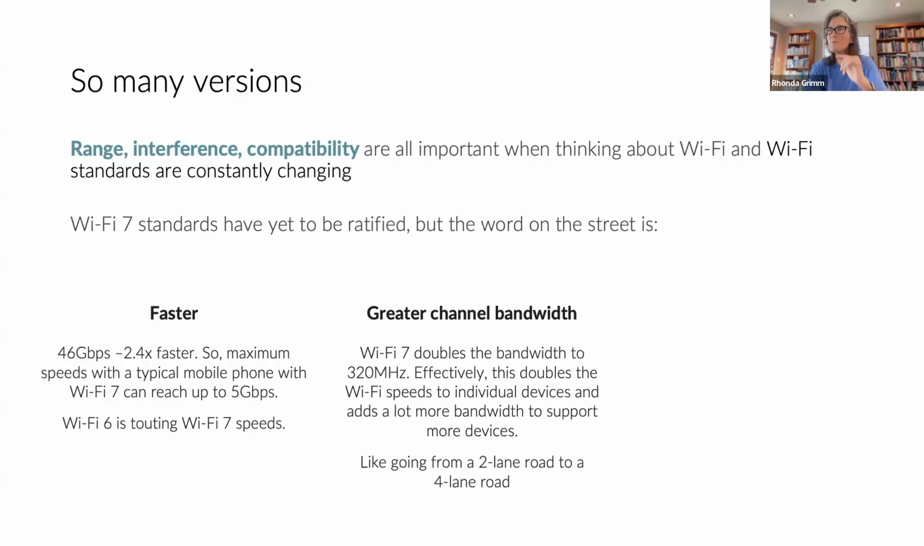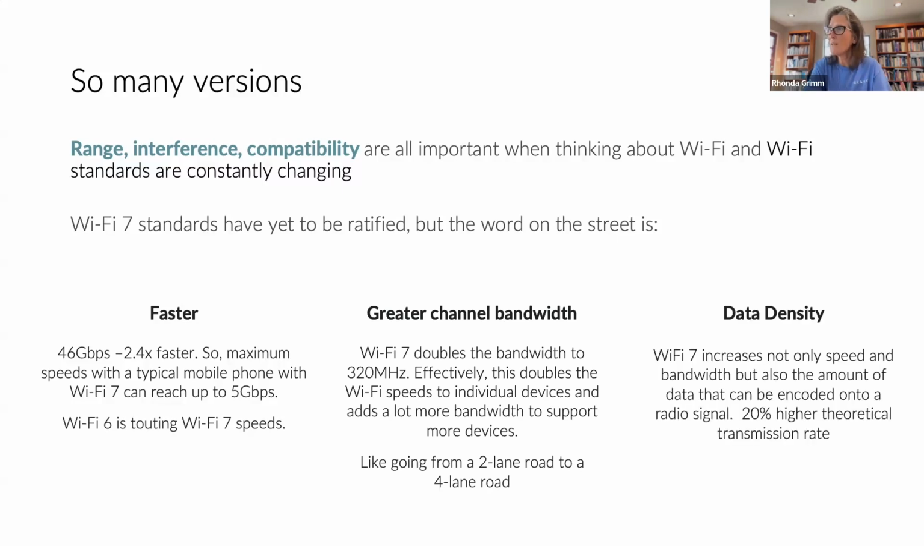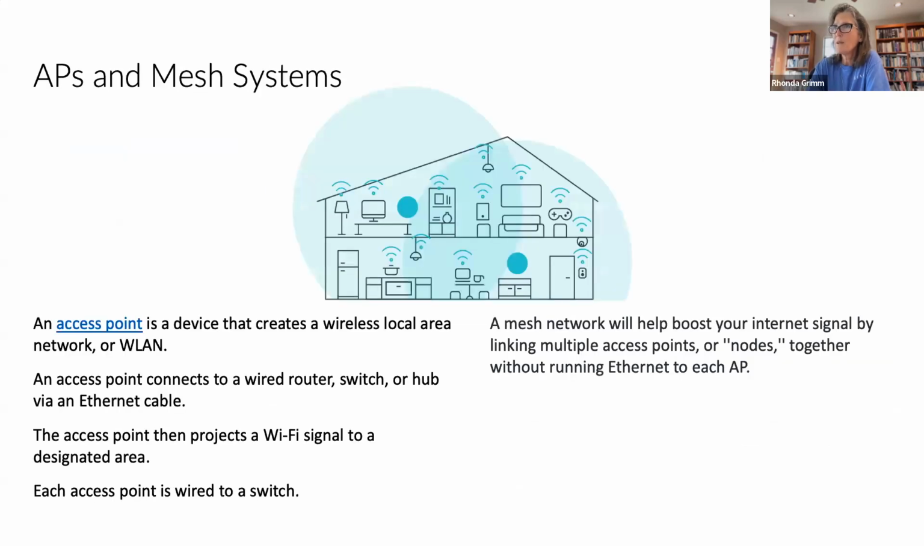So it's kind of like going from a 2-lane road to a 4-lane road. And then the data density within that roadway is theoretically like 20% higher. So it's like a 3-dimensional, like going through a pipe. So it's cool, and it's likely going to put a little bit more load on the router. So that's something we'll talk about.